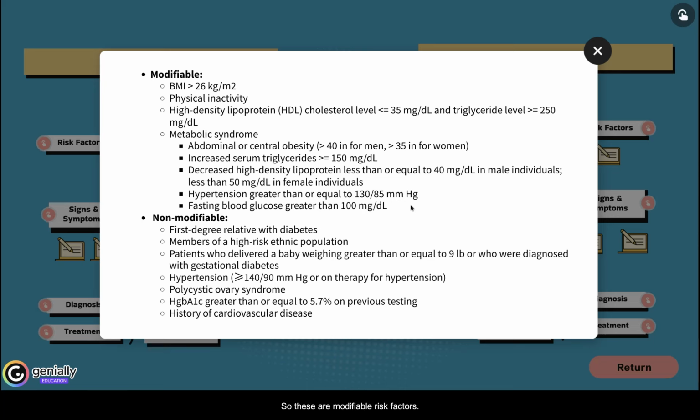So these are modifiable risk factors. These are things that people can modify, right, to improve the glycemic control. These are things they can change.